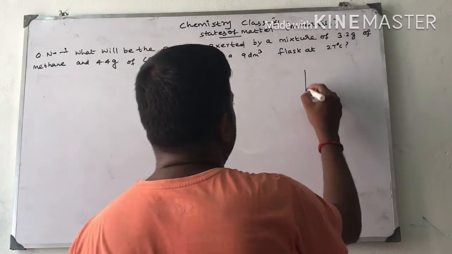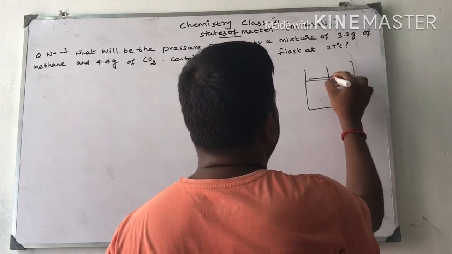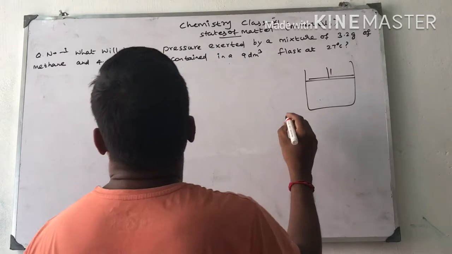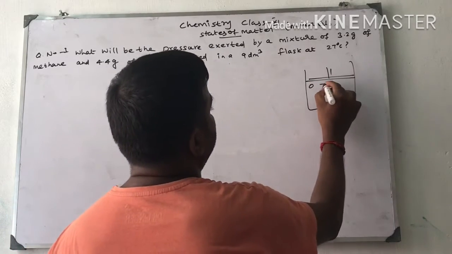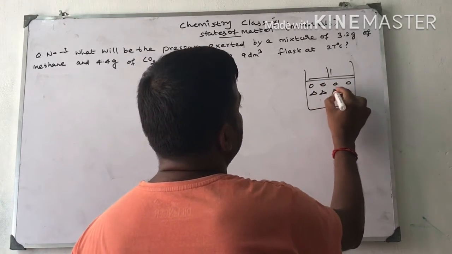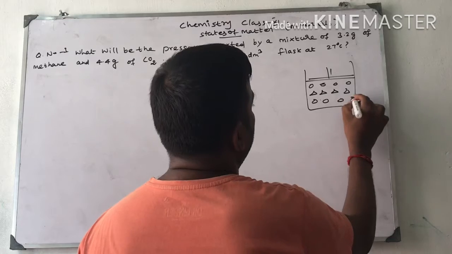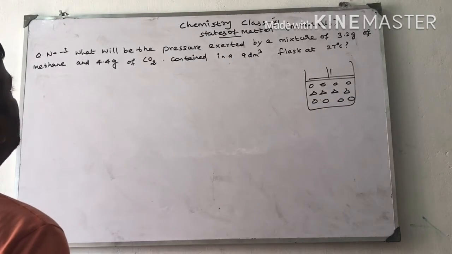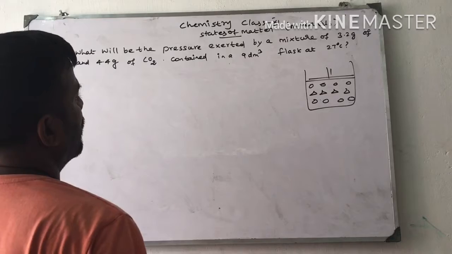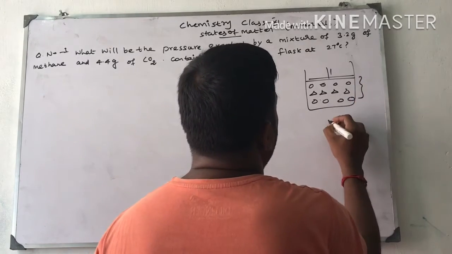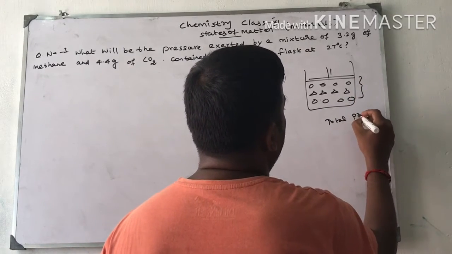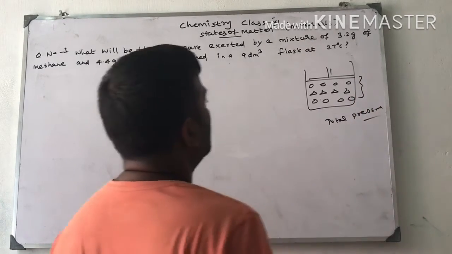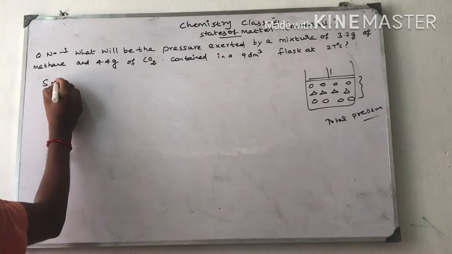So, a cylinder consisting of two gases. One is methane, the other one is carbon dioxide. The pressure and volume are given, and we have to find the total pressure of the reaction mixture, right? Total pressure we have to find. Solution.